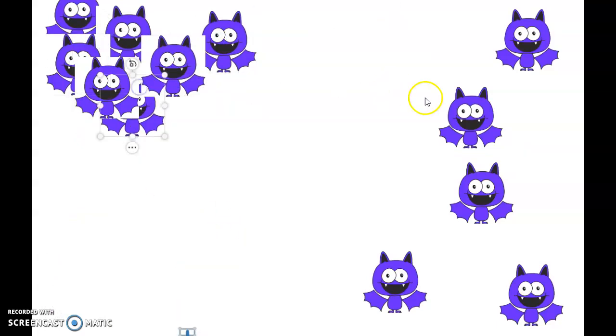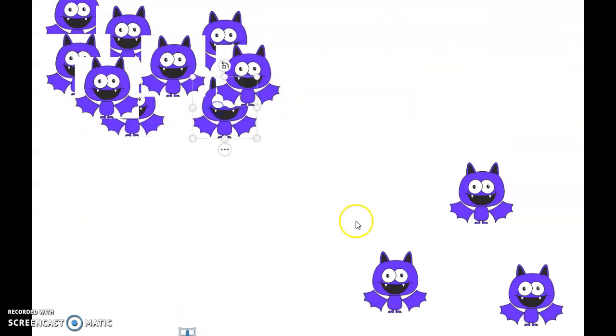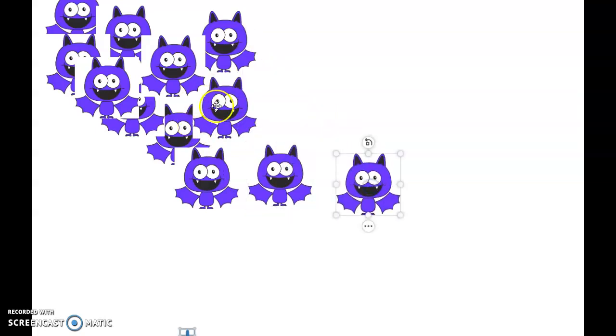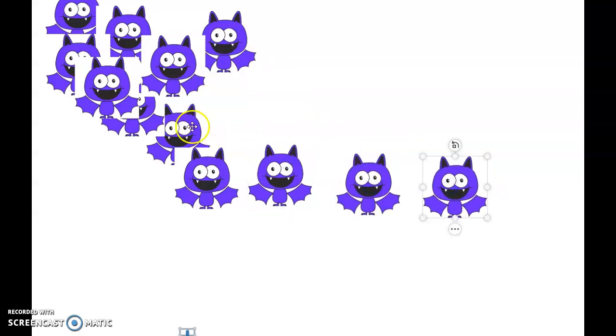That means I'm going to touch each one and move it. Let's do that. 1, 2, 3, 4. Count with me. 5, 6, 7, 8, 9, 10, 11, 12, 13. How many bats? 13. That was count and scoot. What did we just do? Count and scoot. That's when you just scoot them. It doesn't matter if they're lined up perfectly or not.